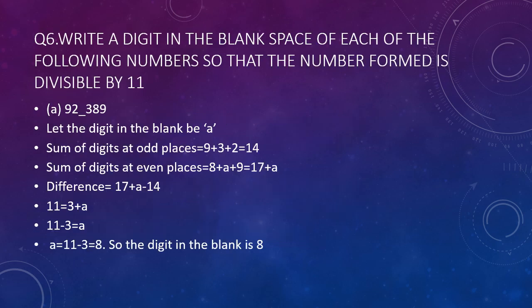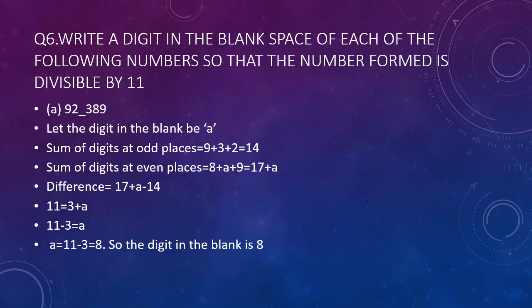Write a digit in the blank space of each of the following numbers so that the number formed is divisible by 11. Question A. Let the digit in the blank space be A. Sum of the digits at odd places is equal to 9 plus 3 plus 2, that is equal to 14. Sum of the digits at even places is 8 plus A plus 9, that is 17 plus A. Difference is equal to 17 plus A minus 14.